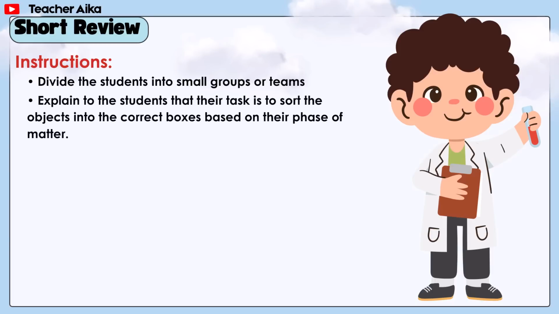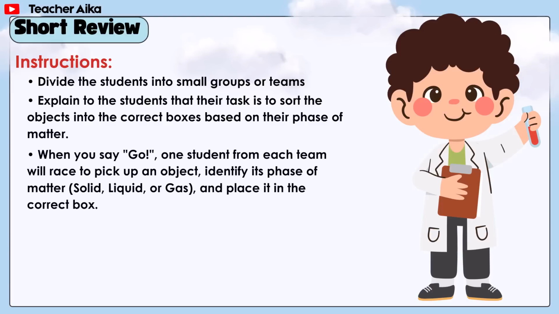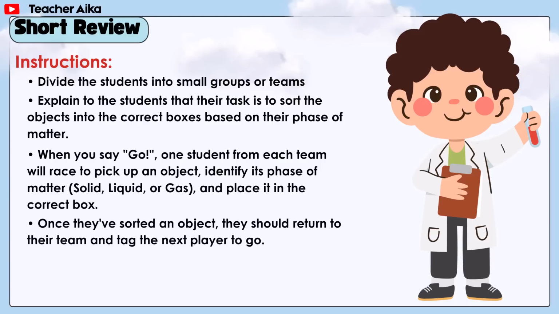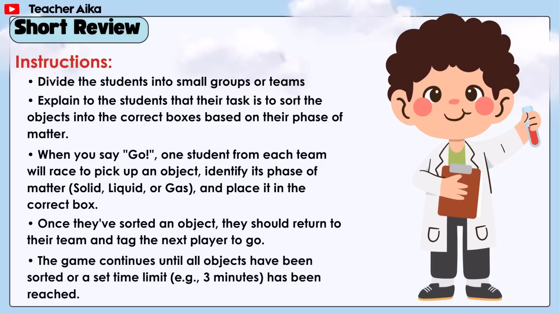Explain to the students that their task is to sort the objects into the correct boxes based on their phase of matter. When you say go, one student from each team will race to pick up an object, identify its phase of matter, solid, liquid, or gas, and place it in the correct box. Once they've sorted an object, they should return to their team and tag the next player to go. The game continues until all objects have been sorted or a set time limit, for example, 3 minutes has been reached.